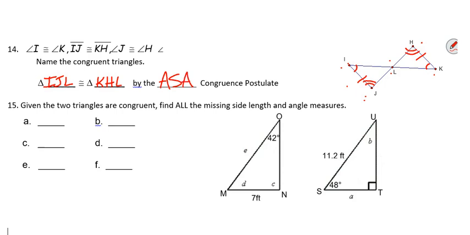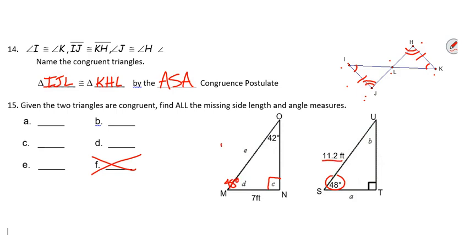So number 15, by the way, there was no F. So letter A. So let's find A. We've got A down here. Well, first of all, I know that this is a right triangle. It says that given the two triangles are congruent, find the missing side lengths. Okay, so what I'm going to do is I'm just going to basically take everything from one triangle and put it in the other. So this is 48 down here, so this is 48 right here.